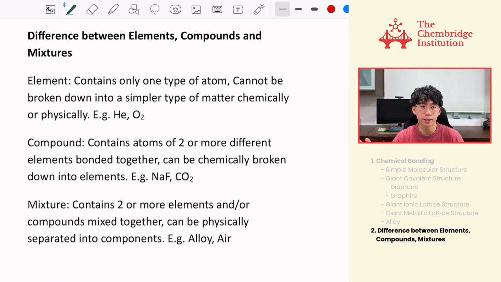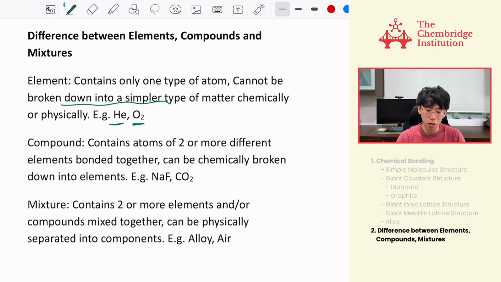Now, lastly, sometimes you'll be asked, what is the difference between elements, compounds, and mixtures? Well, elements tend to contain only one type of atom, and they cannot be broken down into any simpler type of matter. So, for example, helium or oxygen. Do take note, just because there's more than one atom in the molecule, it is still an element. For example, oxygen, O2. Just because there are 2 oxygen atoms does not mean that it is not an element. It is still an element because it has only one type of element.